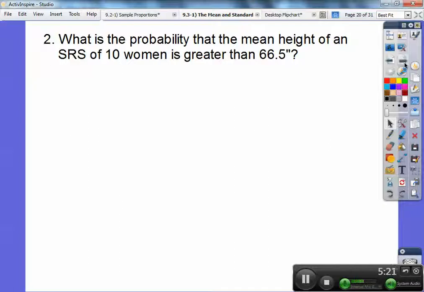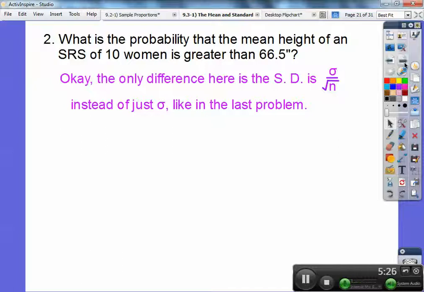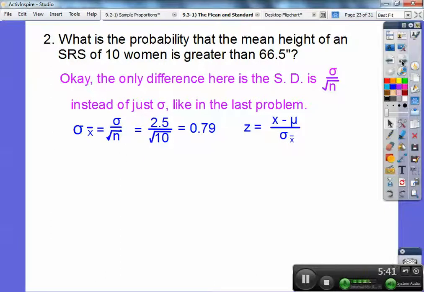Okay? All right, so now let's try this with an SRS of 10 women. We're going to do the same thing, except we just have to calculate the new standard deviation. The only difference is our new standard deviation is sigma, the old standard deviation, divided by the square root of n. Then we just do it like the last problem. So here we go. I get 0.79 from before. Then we do x minus mu divided by the sample standard deviation. So 66.5 minus 64.5 divided by 0.79, you get 2.53.